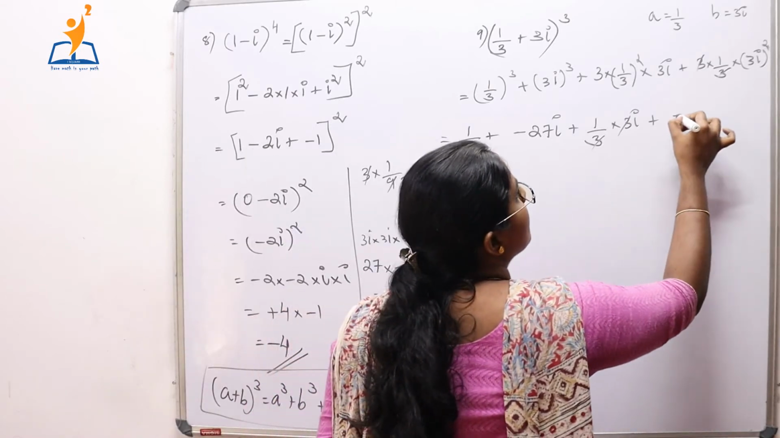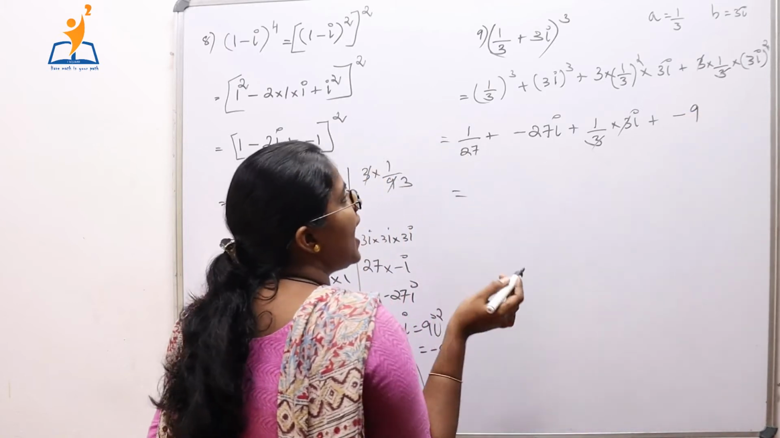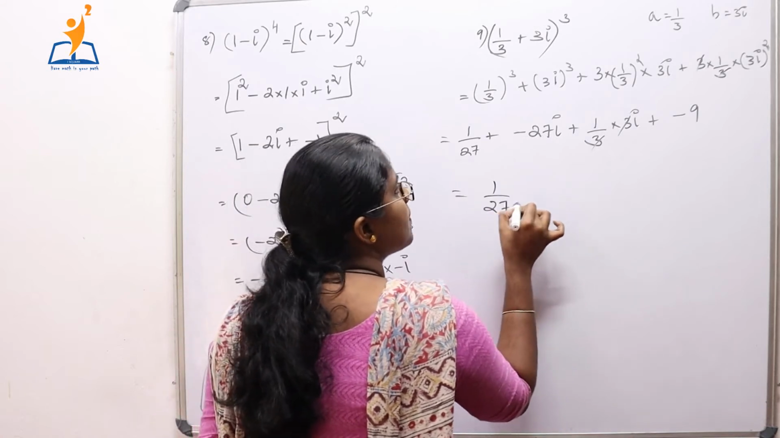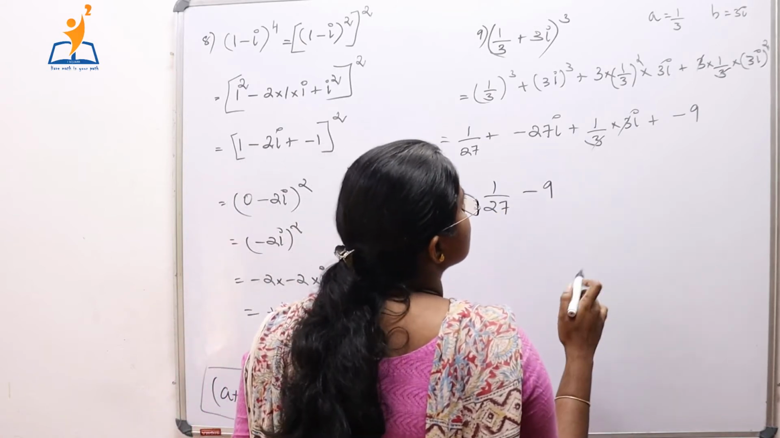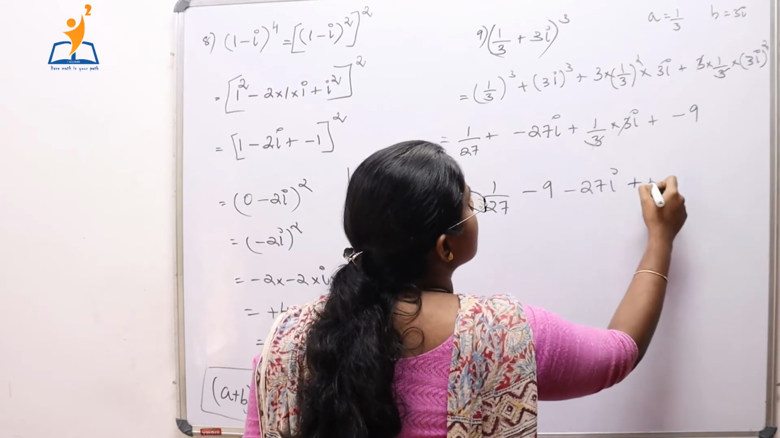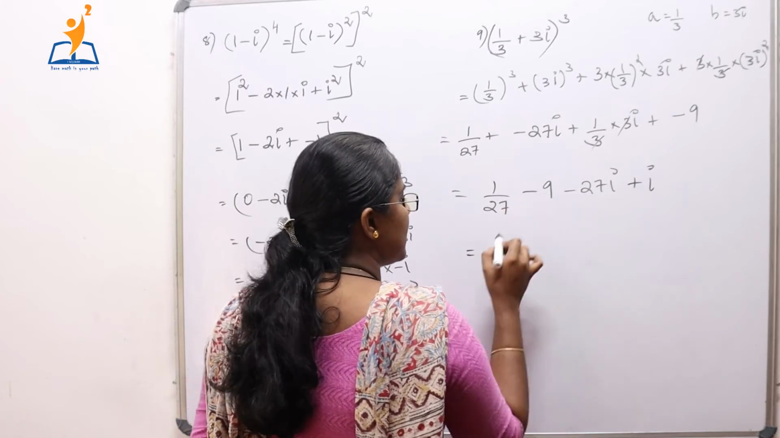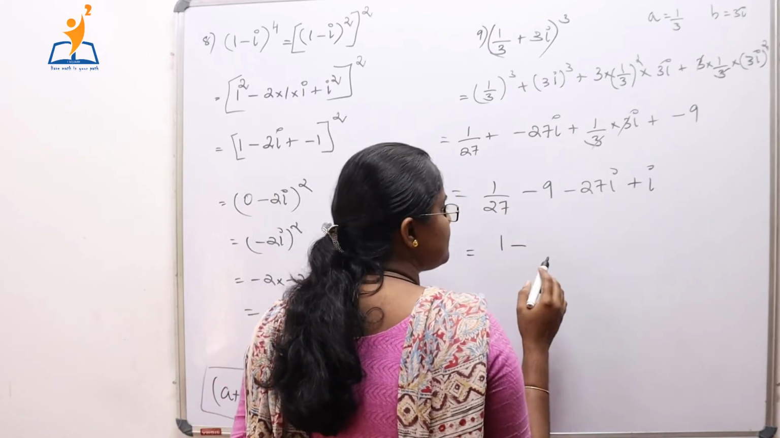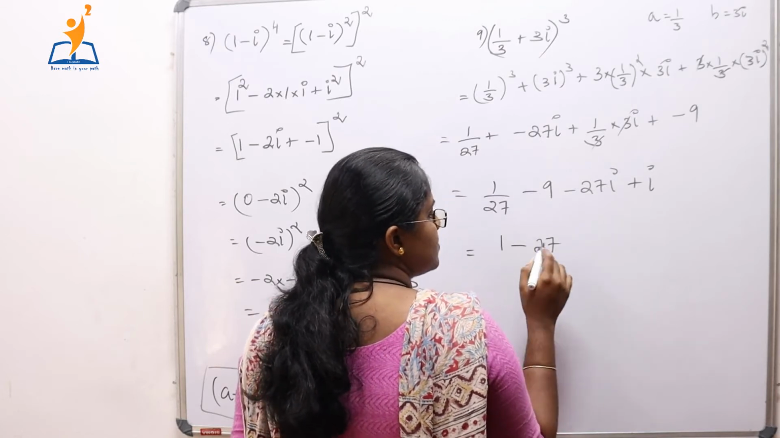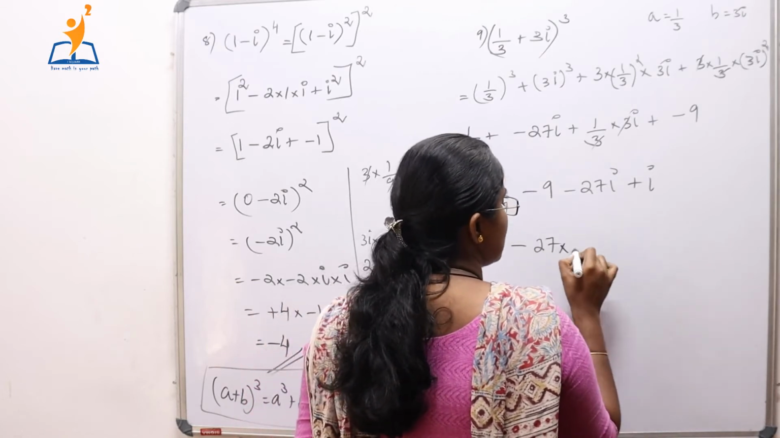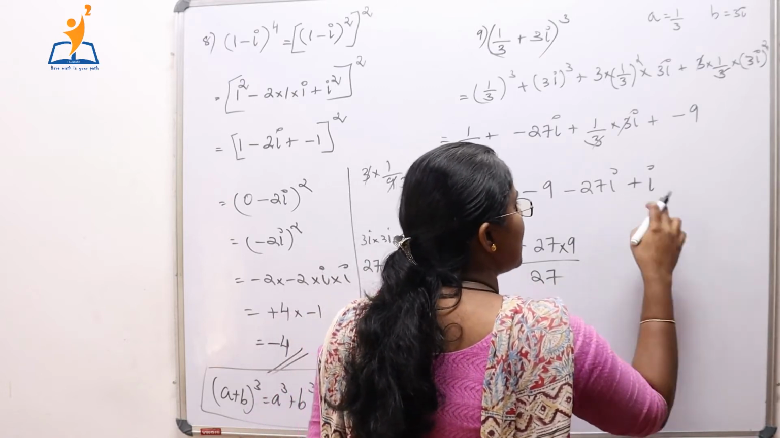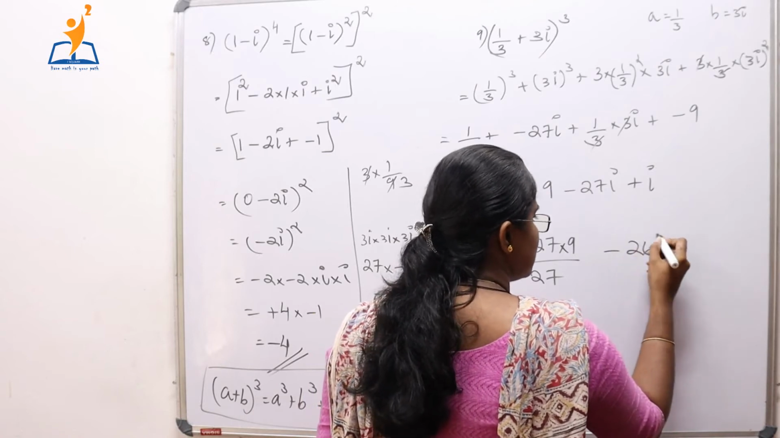So minus 9. Now we will add up the real parts together. That is 1 by 27 minus 9. Now the imaginary part contains minus 27i plus i. So it can be solved as 1 minus 27 by 27. Minus 27i plus i is minus 26i.